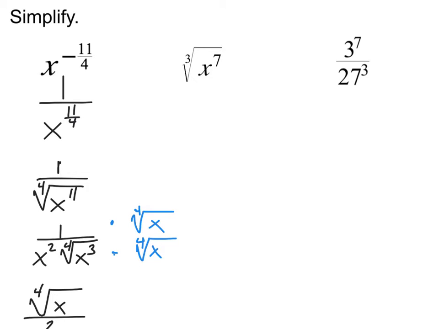So for the second one then, we're doing the cube root of x to the 7th. So we're looking for how many sets of 3 can I pull out of 7. And we can pull out 2 of them. So that ends up being an x squared with how many left over? 1.